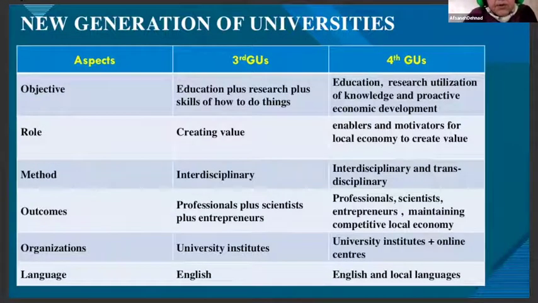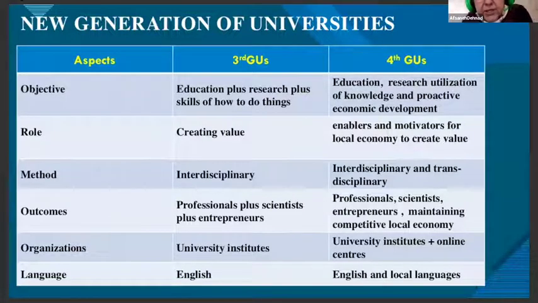In this table, you have new generation of universities. And as you see, we have radical changes. The objective of third generation universities changed to education plus research plus skills of how to do things. And in the fourth generation university, we have also education, research, utilization of knowledge, and proactive economic development. The role of third generation universities is to create value.